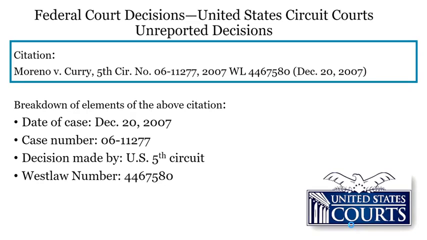So here's our example for United States Circuit Court's unreported decisions. Again, the breakdown of the elements: the date of the case, December 20th, 2007, the case number is there, decision number, and Westlaw number. What this is saying is you can find this December 20th, 2007 unreported case numbered 06-11277 by the U.S. Fifth Circuit in the Westlaw database entry 4467580.